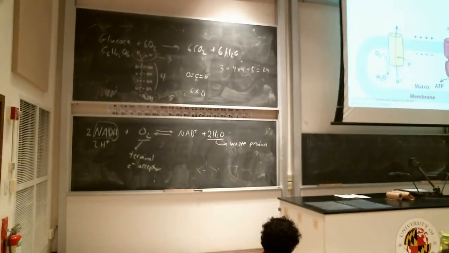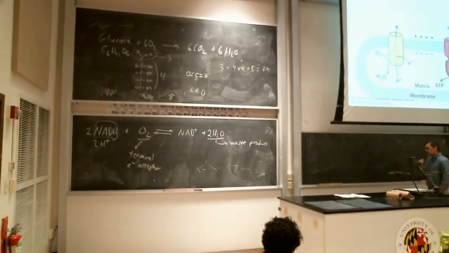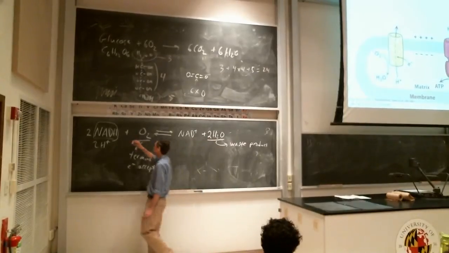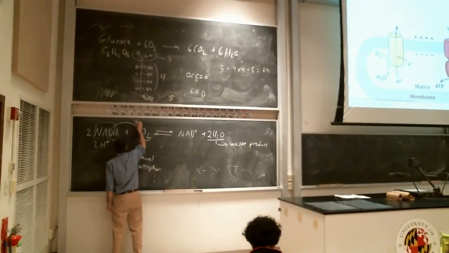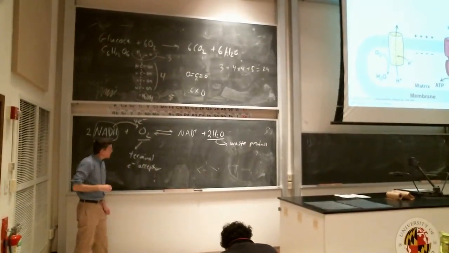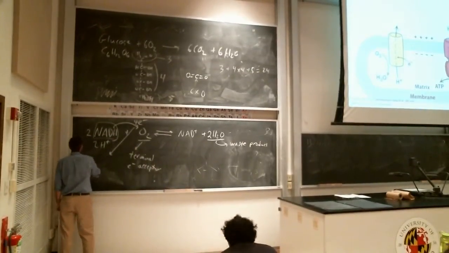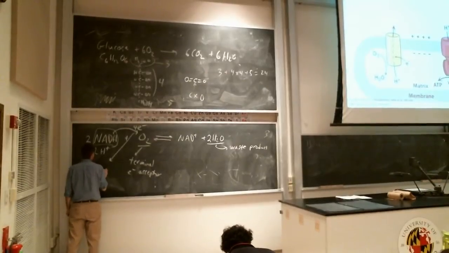Let me jump ahead. All right, let me use this cartoon to sort of summarize what happens. So first of all, this reaction of getting electrons from NADH to oxygen. So this reaction is 4 electrons. The process by which that happens is called the electron transport process.